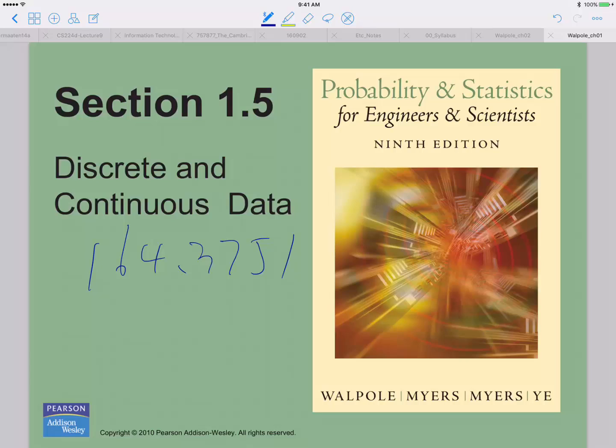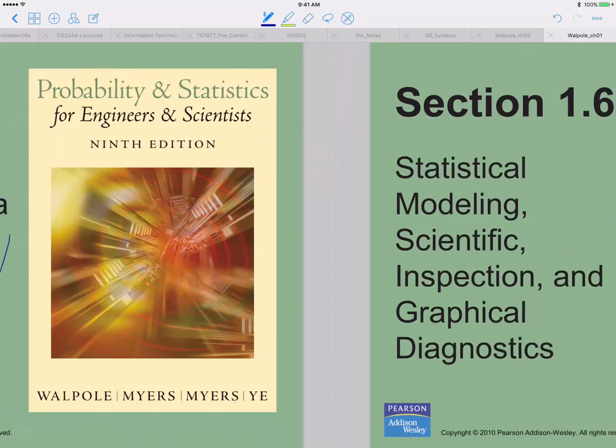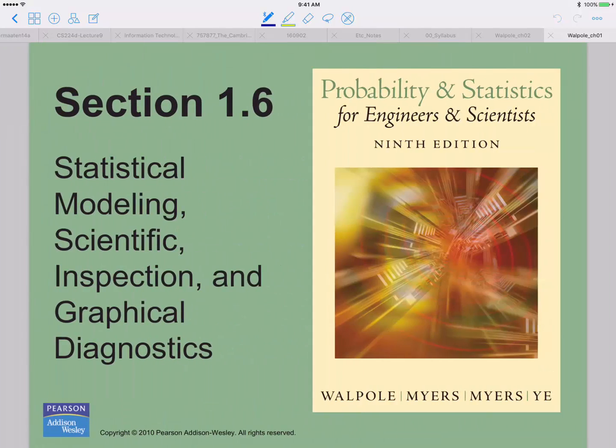But in practice, as we collect various types of data, some of them will be discrete and some of them are continuous. Okay.